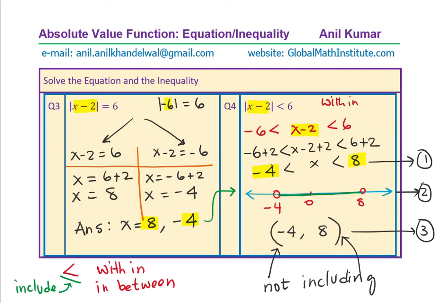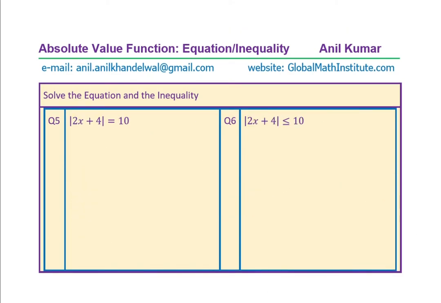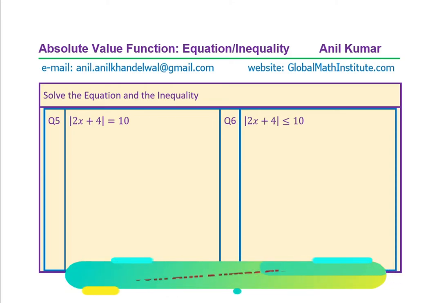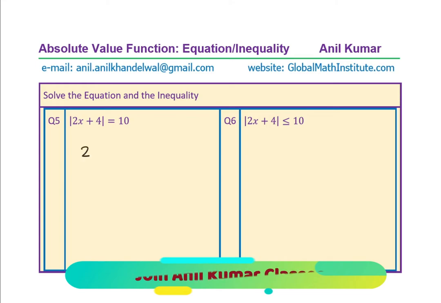That is the whole idea from these examples, and I hope you got the concept. Let's move forward and practice with some more questions. So when I say an equation, we are now very clear that it really means that the absolute value of 2x plus 4 equals 10 means this could be equal to plus 10 or this could be equal to minus 10. So we are actually solving these two equations simultaneously, right? One after the other, I should say.